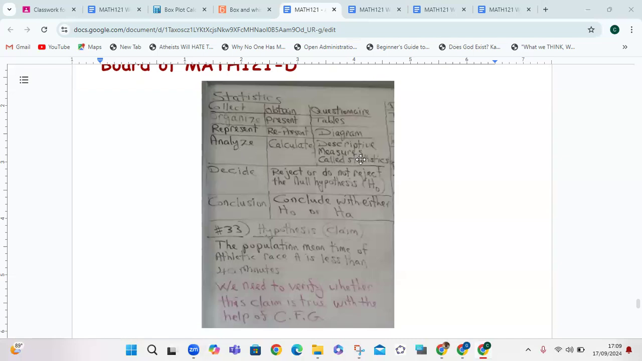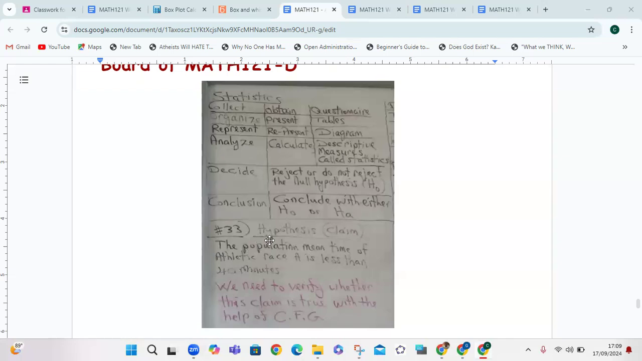For the box plot, we use the lowest value, the lower quartile, the median, the upper quartile, and the highest value. All these are descriptive measures. All these are statistics that come with analysis. And then you can decide either to reject or not reject the null hypothesis. And then you conclude with either the null or the alternative hypothesis.